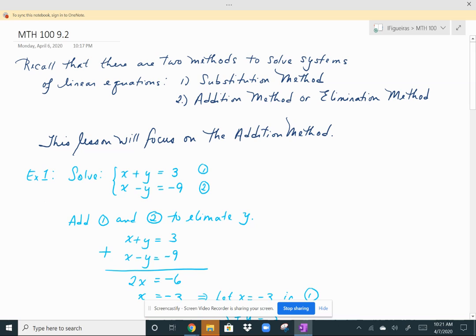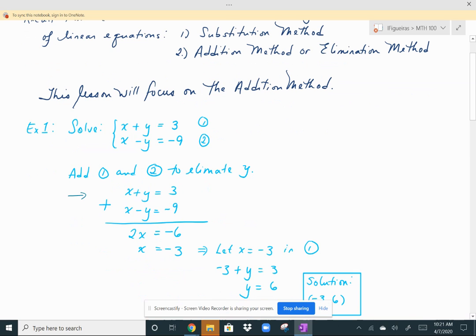Okay, so here's an example. We want to solve x plus y equals 3 and x minus y equals negative 9. Just to keep us organized, I'm calling the first one equation 1 and the second one equation 2. The technique behind the addition method is that you are adding the two equations in order to eliminate one of the variables, hence the names. So this one, we can get straight to that. We're going to add equation 1 and 2. I've written them here vertically, so you can see that I'm going to add vertically.